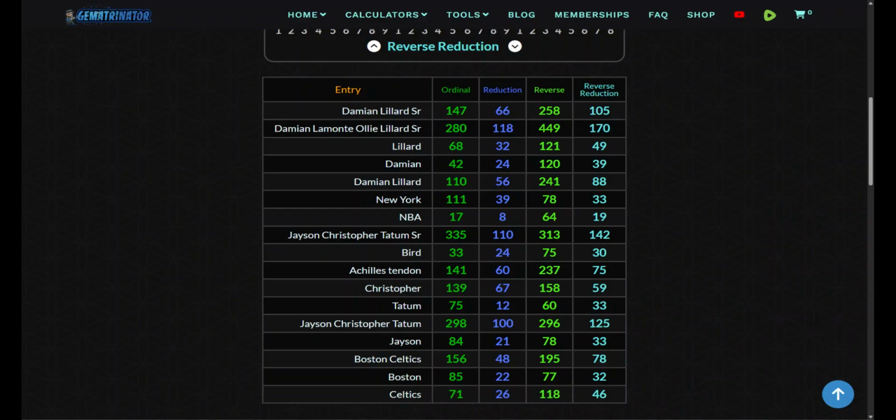But man, if this isn't by the code, and he scored 42 points, Jayson Christopher Tatum Sr. equals 142 in reverse reduction. You see it right there. And since I just found out he scored 42, as you know, we found out together. If you're watching this, maybe you already knew. I'm just scanning to see if there's another 42 in there. I'm not seeing it. Bird equals 24, but Damian equals 42 and 24. That's huge. Damian equals 42.